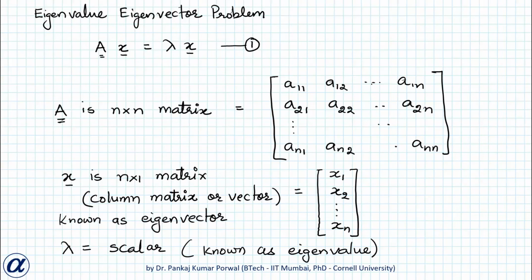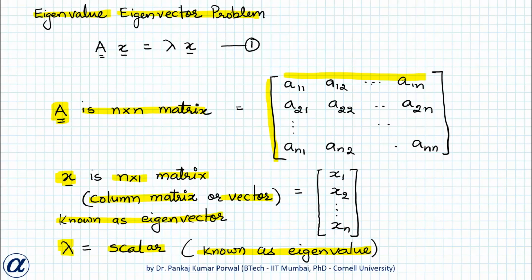In this lecture, we will learn about eigenvalue and eigenvector problems. In these problems, we are given a matrix A, which in general is an n by n matrix with n rows and n columns. X is an n by 1 matrix, which we can call a column matrix or just a vector. In these problems, this vector x will be known as eigenvector, and lambda is a scalar and it will be known as eigenvalue.